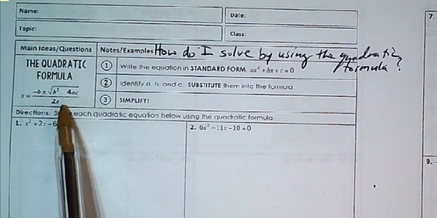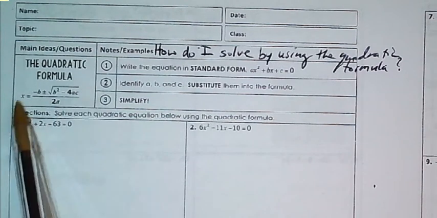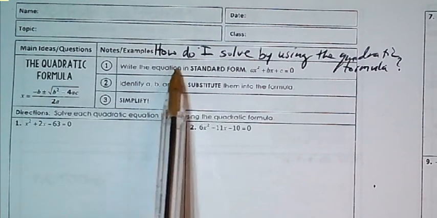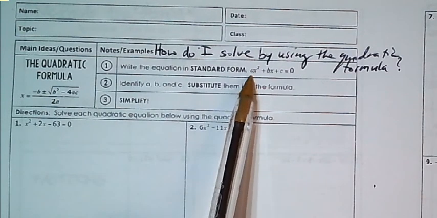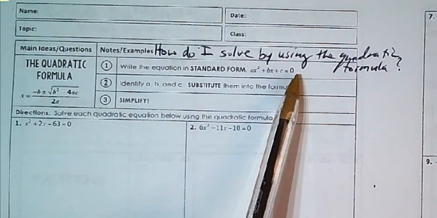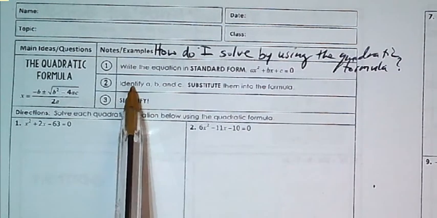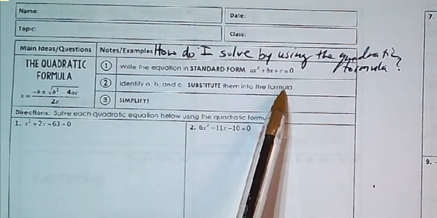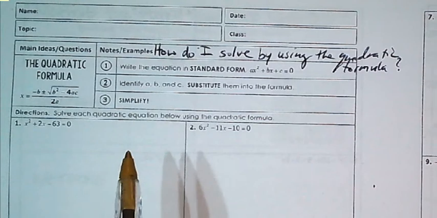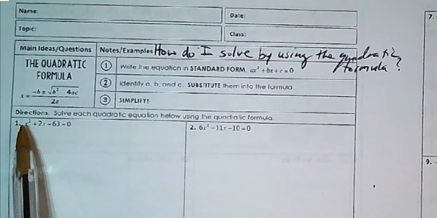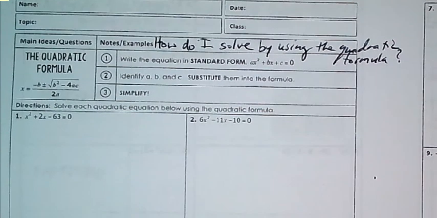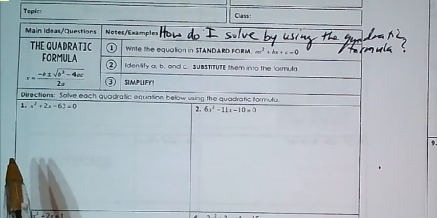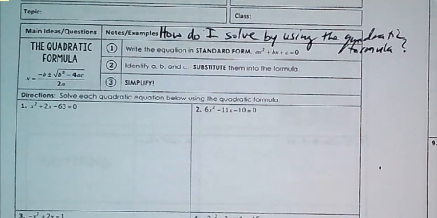There's your formula. Now, in order to use this formula, which is very simple, we have to first write this equation in standard form. That is, ax squared plus bx plus c equal to 0. Then we identify the a, the b, and the c, and substitute them into the formula and simplify. It's that simple. So, when we look at number 1, we see that this problem is already in standard form. So all we have to do is identify the parts, A, B, and C.